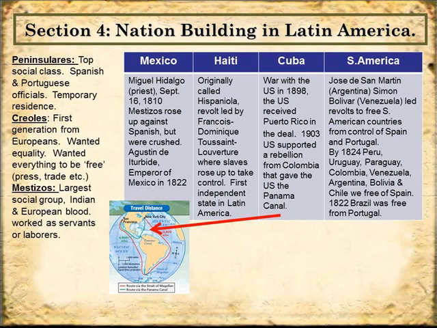In the deal in 1903, the U.S. supported the rebellion from Colombia that gave the U.S. the location of 10 miles on either side of where the Panama Canal was, and that's how they started work on the Panama Canal.